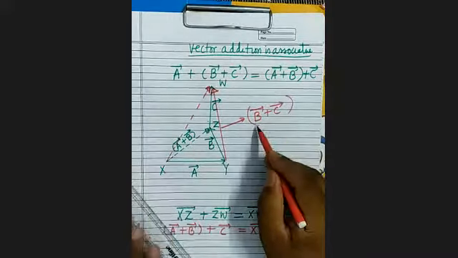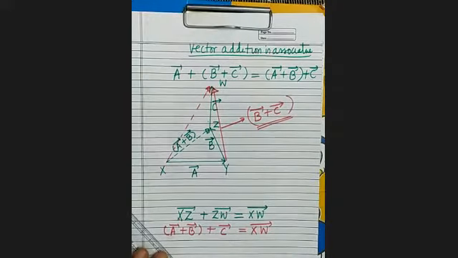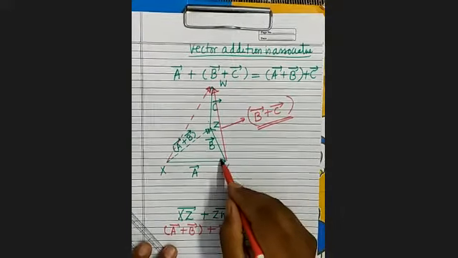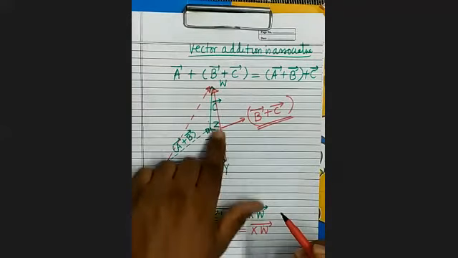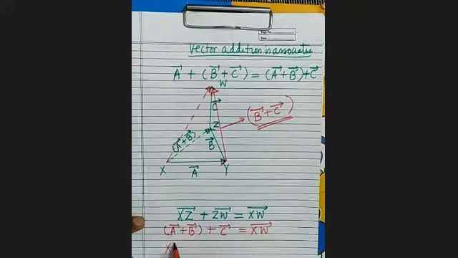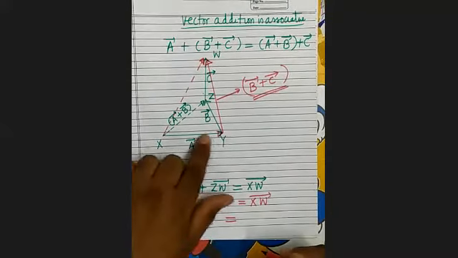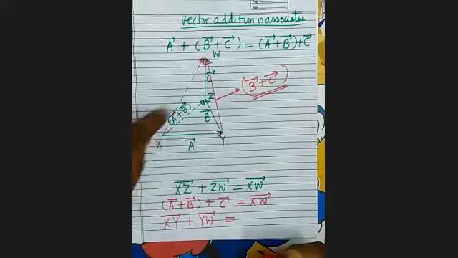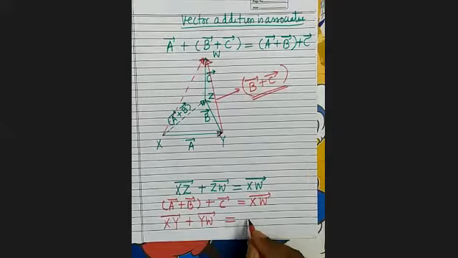Now this is starting from the head of which vector? It is starting from the head of vector A. So you can see here vector XY plus vector YW will be equal to what? Vector A plus vector B plus vector C. Vector XY plus vector YW equals vector XW. Is it correct?